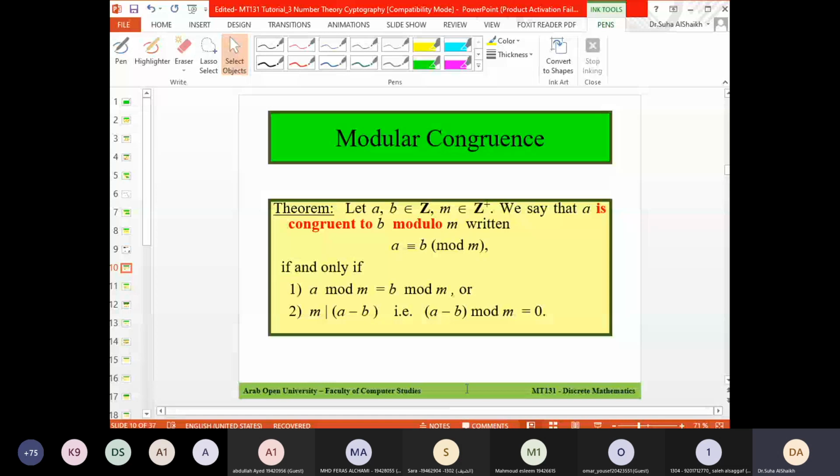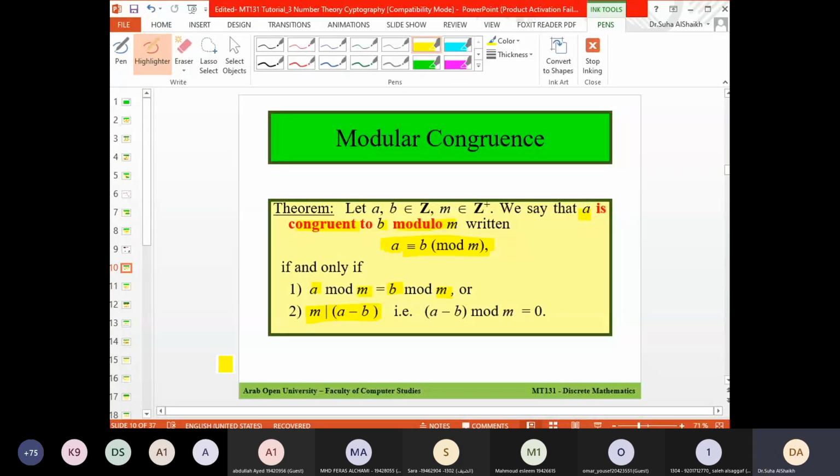The modular congruence. So now we finished already talking about the division. The second thing that we are learning today is the modular congruence. Now we say that A is congruent to B mod M if A mod M is the same as B mod M, meaning the remainder of dividing A by M is the same as the remainder of dividing B by M, or M divides A minus B.